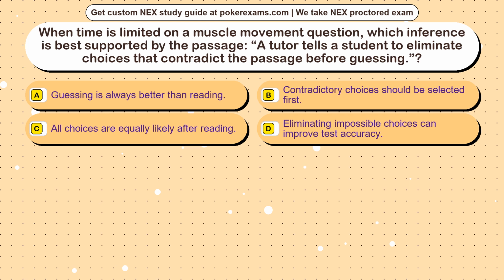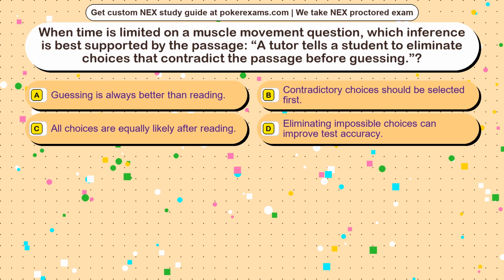Question 5. When time is limited on a muscle movement question, which inference is best supported by the passage? A tutor tells a student to eliminate choices that contradict the passage before guessing. Option A. Guessing is always better than reading. Option B. Contradictory choices should be selected first. Option C. All choices are equally likely after reading. Option D. Eliminating impossible choices can improve test accuracy.